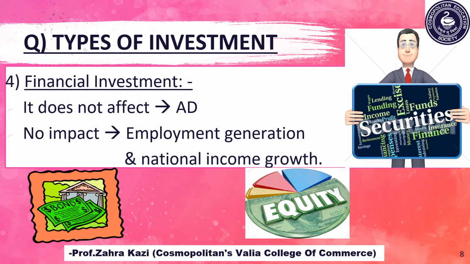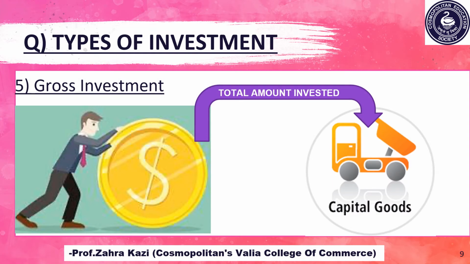The fourth type of investment is financial investment. Financial investment means purchase of securities, bonds, and equities. Financial investment does not affect aggregate demand and therefore has no effect on employment generation and national income growth. The fifth type of investment is gross investment. Gross investment, in simple words, refers to total amount invested in purchase of new capital goods.